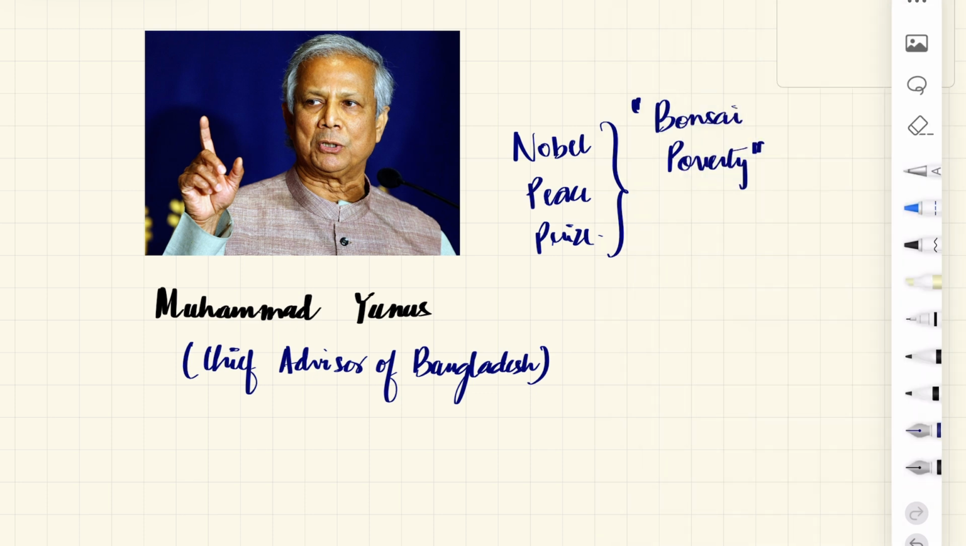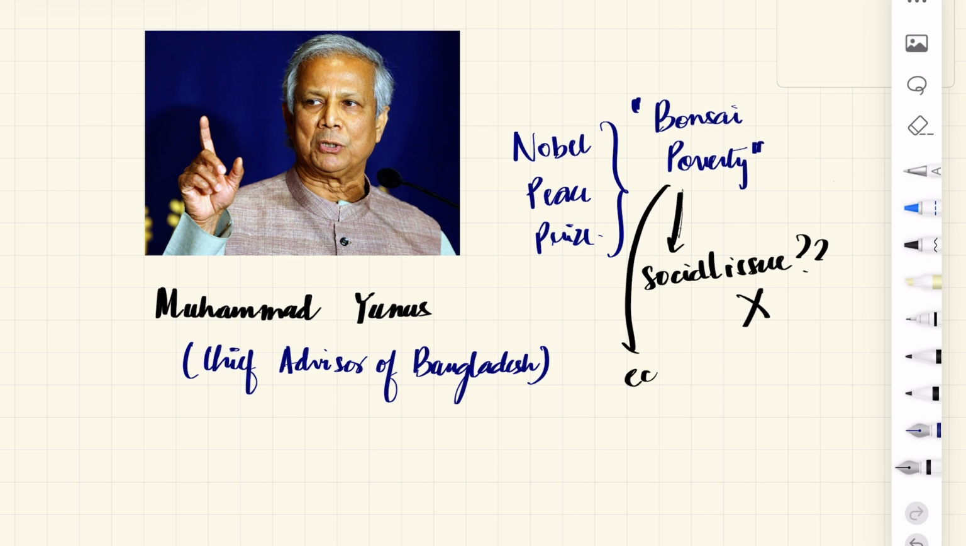How does he explain it? What do you mean by bonsai poverty? We know what poverty is, right? But what do you mean by bonsai poverty? Because we have seen this poverty, but we see poverty as what? As a social issue? Do you see poverty as a social issue? No, people don't see it as a social issue. People see it as an economic issue.